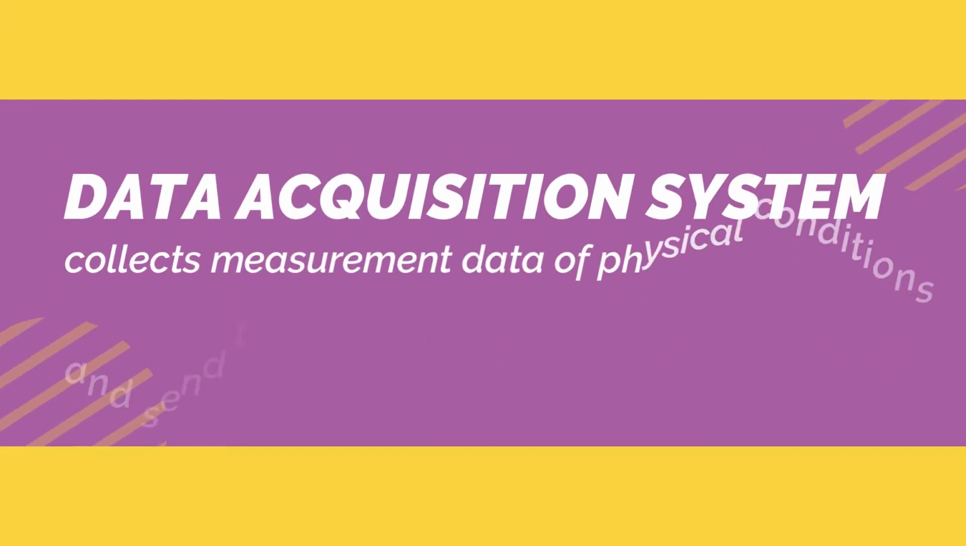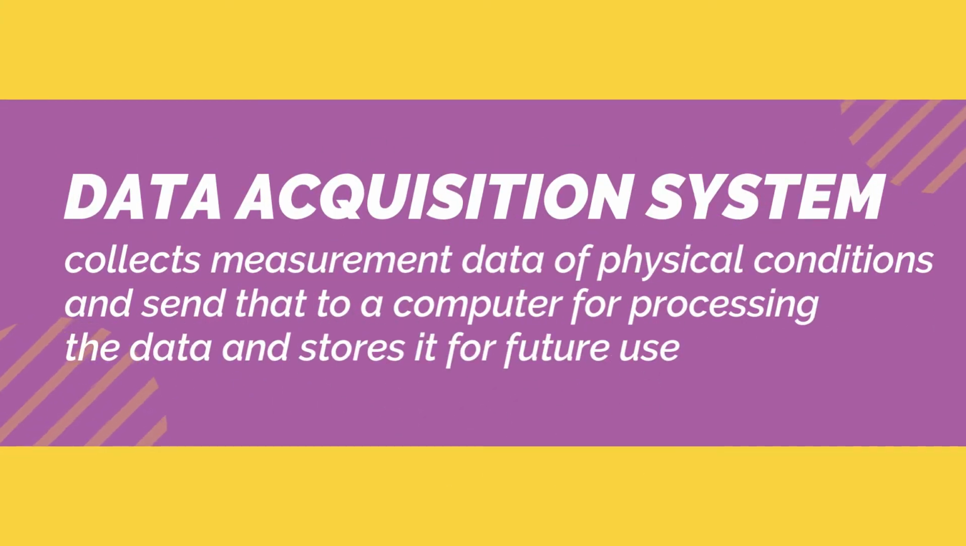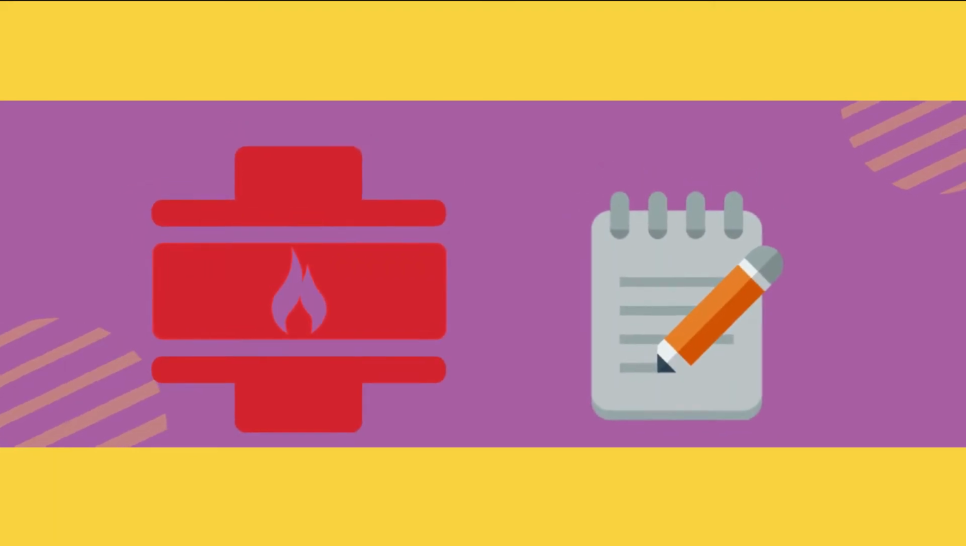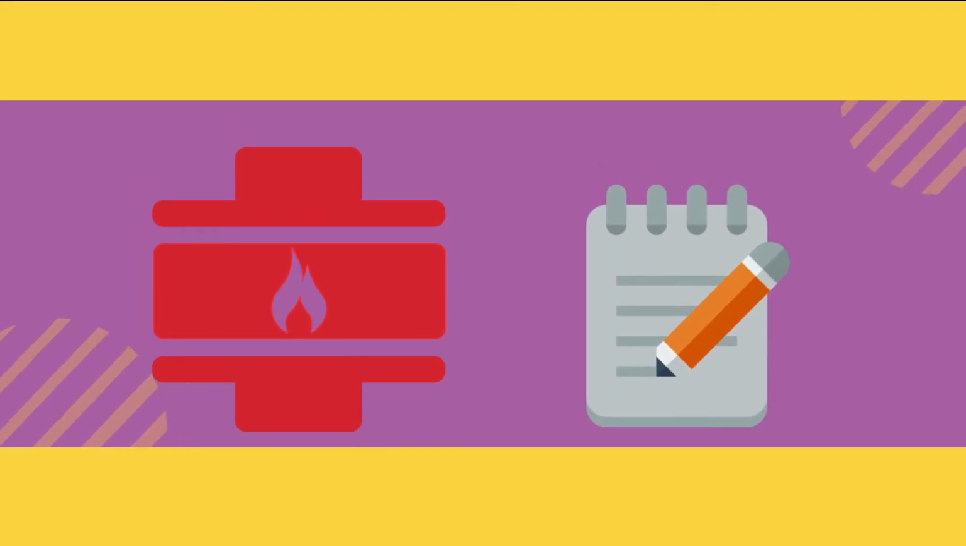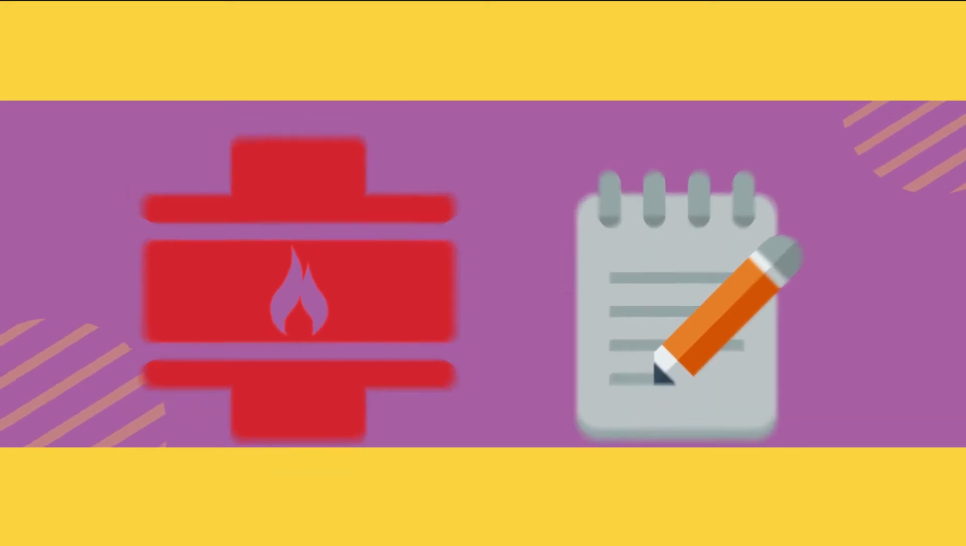Well, for the first part, let us see what is data acquisition system. A data acquisition system collects measurement data of physical conditions and sends that to a computer for processing the data and stores it for future use. In a simple explanation, let's say a technician records the temperature of the oven every time it reports. That's a data acquisition system, but it actually holds true.